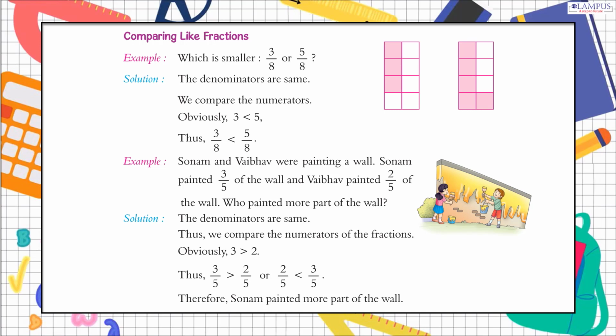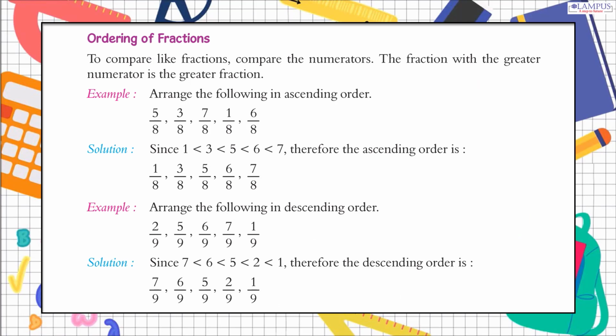Thus, 3 by 5 is greater than 2 by 5, or 2 by 5 is less than 3 by 5. Therefore, Sonam painted more part of the wall. Ordering of fractions. To compare like fractions, compare the numerators. The fraction with the greater numerator is the greater fraction.